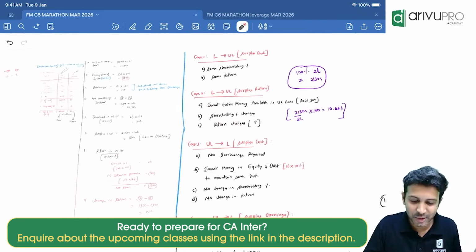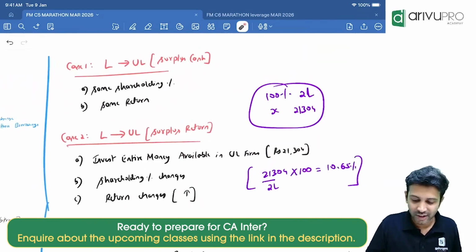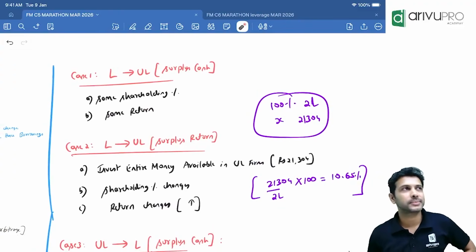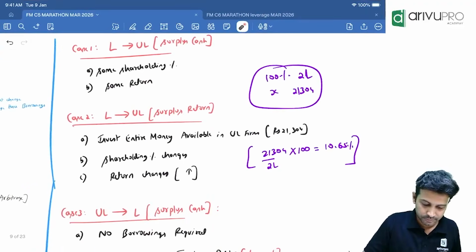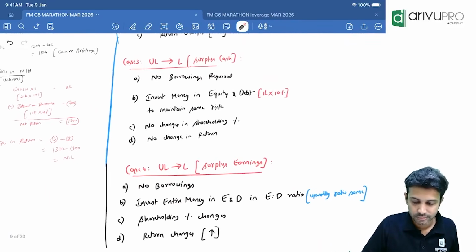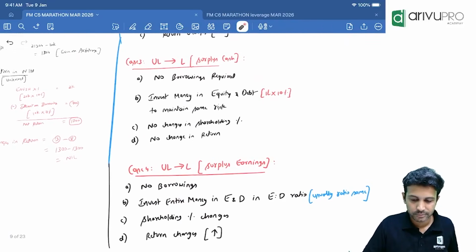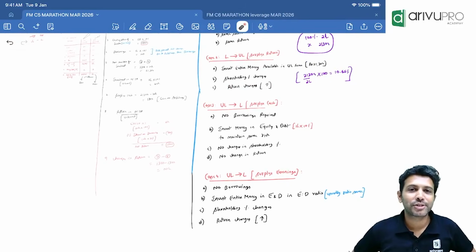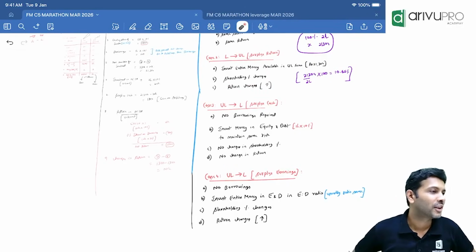Cheers. Which one do you want? You want me to zoom in? Okay, I'll keep it here. Is this okay? Super. People, congratulations, capital structure is officially done.